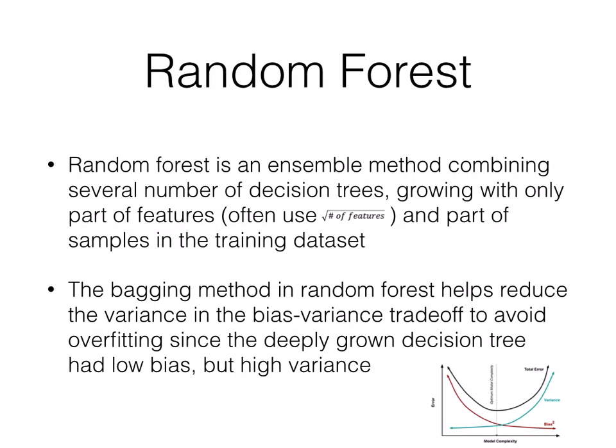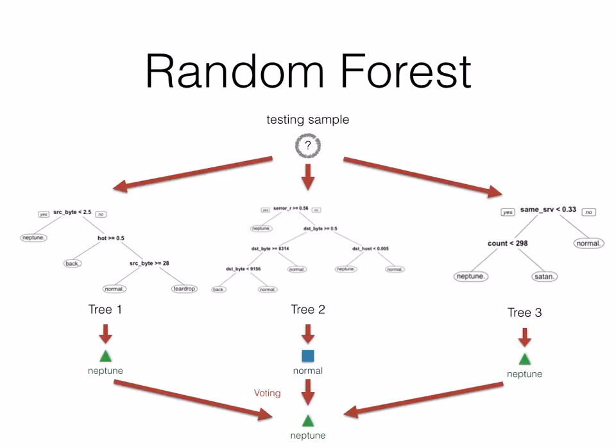And the random forest is the method I tried to use. The random forest is an ensemble method that combines several decision trees. It can reduce the problem in the decision tree, because if we grow the decision tree too large, it will have very low bias but very high variance. If we use it in a bagging method, like we use in the random forest, we can reduce the variance.